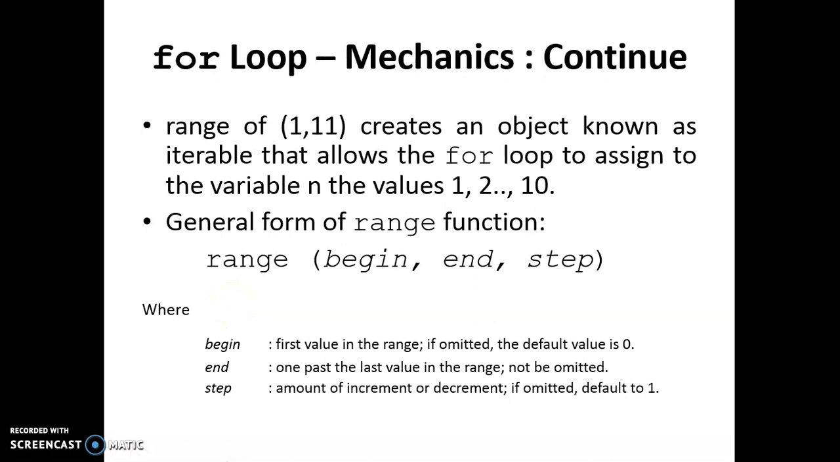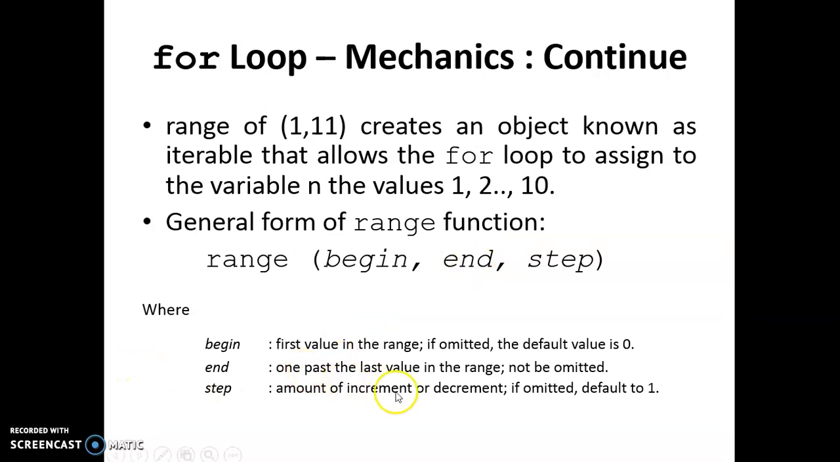Okay, so for loop mechanics. Range of 1 to 11 creates an object known as an interval, and that allows the for loop to assign to the variable 1, 2, until 10, as I explained before. So, the general form of the range function. The range function for this for loop takes begin, end, and step. The begin is the first value in the range. If omitted, the default value is 0. The end is 1 past the last value in the range and cannot be omitted. So if you want to go until 10, then you need to put 11. Let's say you want 5 values until 5, then you need to put 6 at the end.